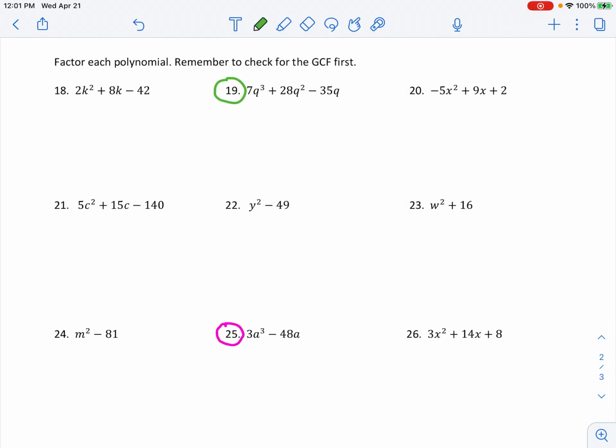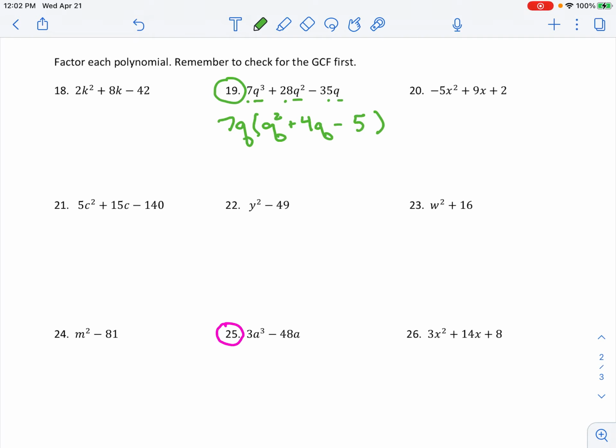Okay, this next set of directions says to factor each polynomial, remember to check for the GCF first, and then sometimes you can still factor it. So if I look for a GCF, 7, 28, and negative 35, 7 goes into all of those terms. There's also a Q in each one, but there's only one Q in common to all three terms. So when I factor out a 7Q, I would be left with Q squared plus 4Q minus 5.